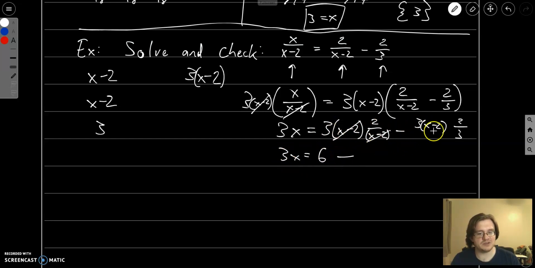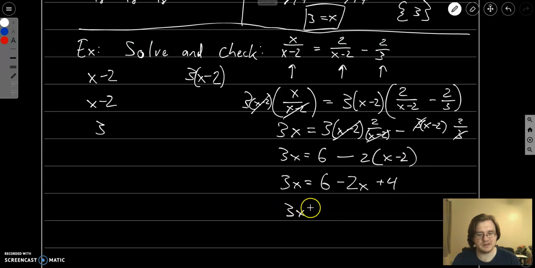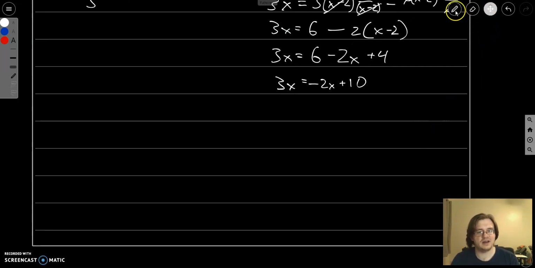And I'm going to be subtracting everything over here. The 3 and the 3 cancel. So I'm left with 2 times x minus 2. And from here, this will be a lot simpler. So simplifying this left-hand side, 6 minus 2 times x is minus 2x. Minus 2 times minus 2, that will be plus 4. So we have 3x. The 6 and the 4 will add up to 10. We've got minus 2x. From here, I want to get all my x's on one side, so I might as well move this 2x over by adding it to both sides.